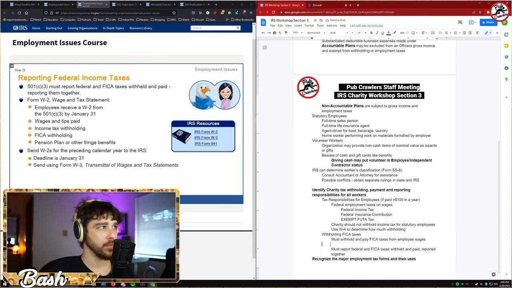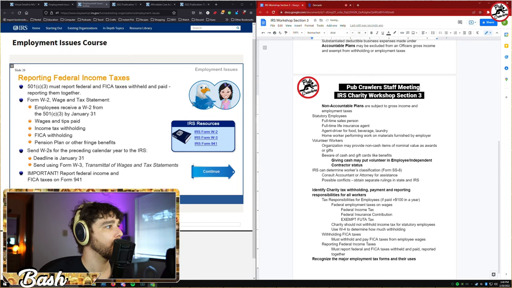It's important to meet the requirements for the W-2, otherwise penalties may apply. And don't forget to report federal income and FICA taxes on Form 941. Select the Continue button to move forward.